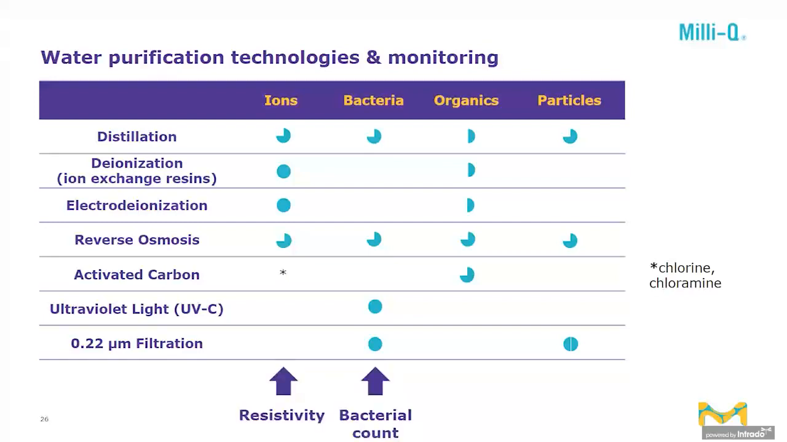Now, how is water quality monitored? Well, the main way is what we were just discussing before. It's the resistivity or the conductivity. This technique measures the amount of ions that are left in the water. And then we would love to have a way to measure bacteria, right? Unfortunately, at this time, there is not really an easy way to automatically and instantaneously measure bacteria inline. So this, unfortunately, still needs to be done offline at this time.